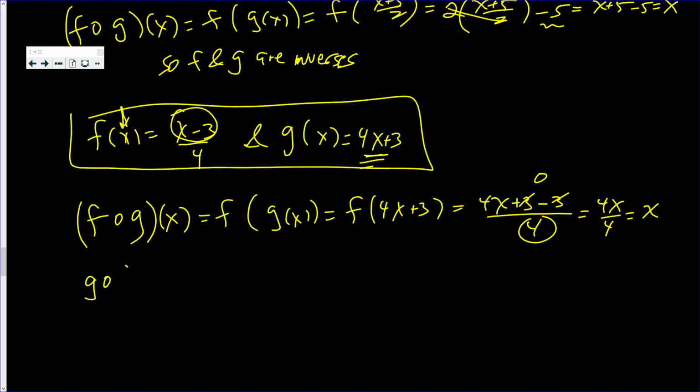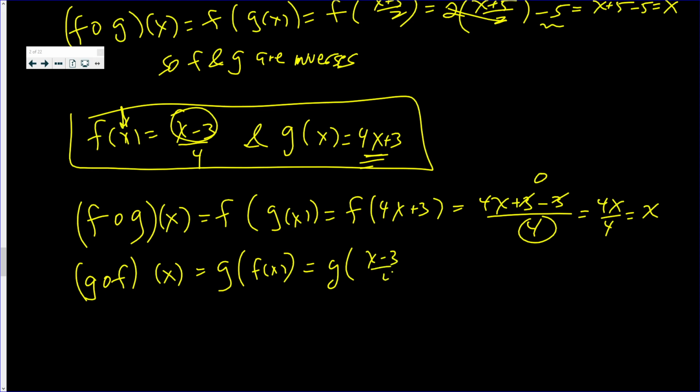But now, what about the other way? The g of f of x. This is g of f of x. f of x is whatever it is. It's x minus 3 over 4. Now, we need to take g of that. What does g do to x? It multiplies it by 4, then it adds 3.